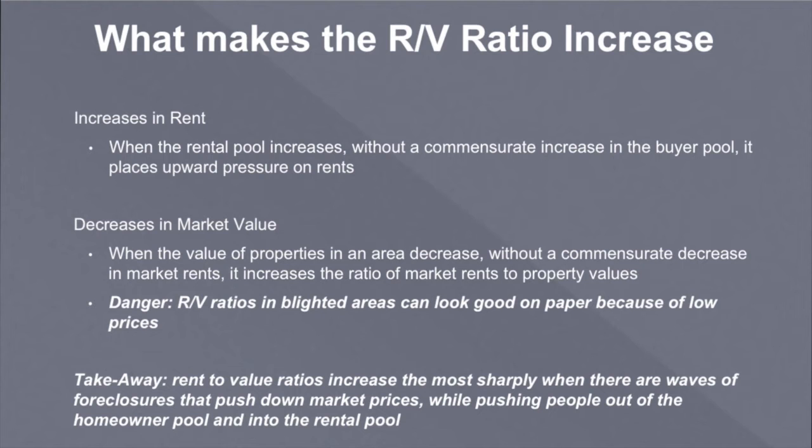So rent-to-value ratios increase the most sharply when waves of foreclosures push down prices while pushing people out of the homeowner pool and into the renter pool. We saw this happen in the Great Recession. Now, the government admittedly got in the way, as they shouldn't have. I can't stand when the government gets in the way. I like the government to get out of the way and let the market do its thing.